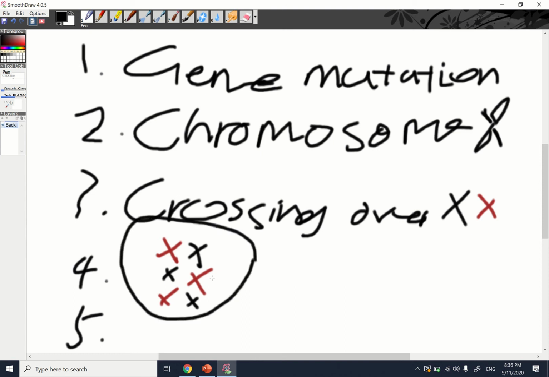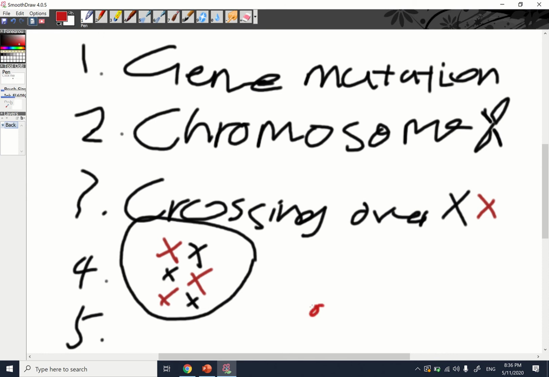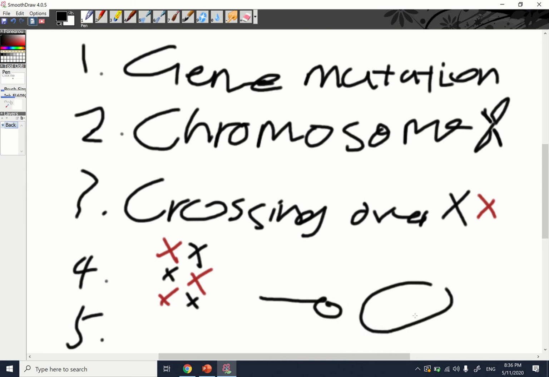And the fifth one is random fertilization. This is when random gametes meet, right? A random sperm meets a random egg. The chance of a sperm fertilizing an egg is entirely random, so there is no rule for this, and it's hard to predict which sperm will fertilize which egg because it's very random.